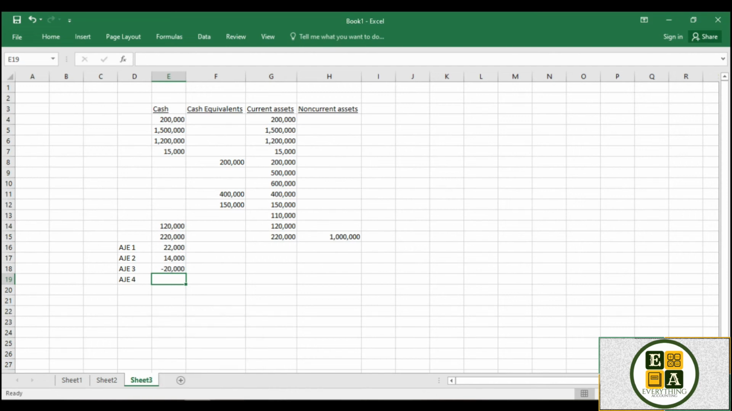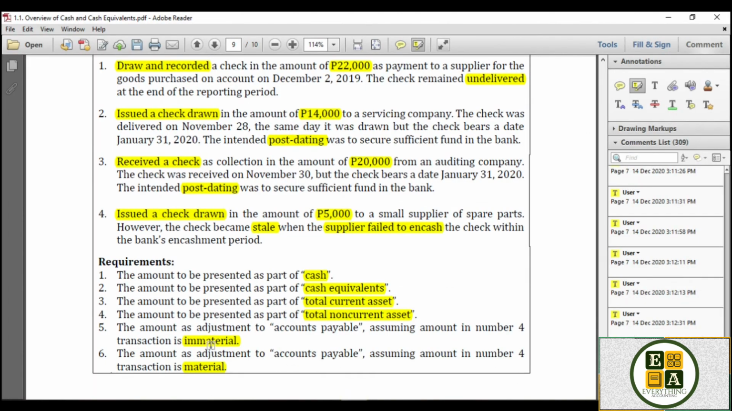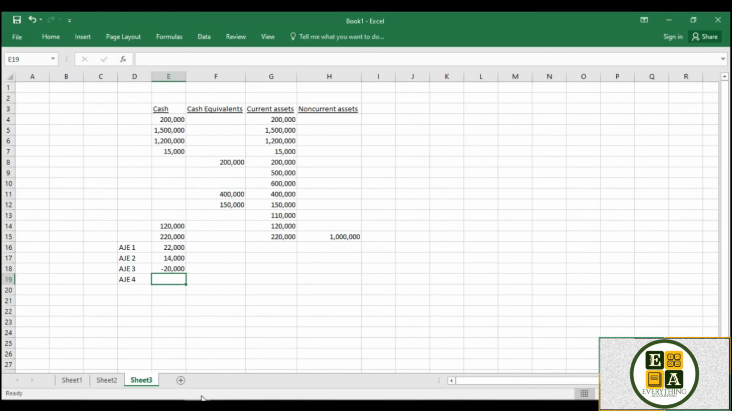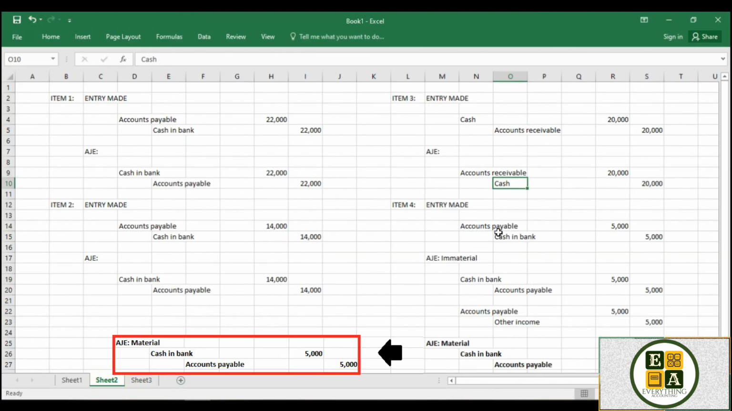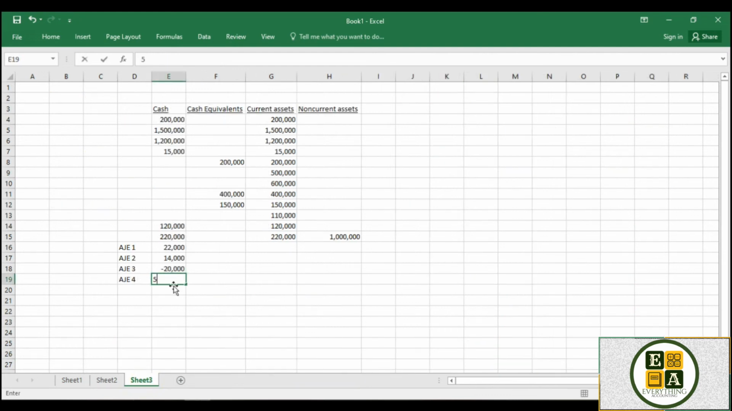Dito sa number 4 na adjustment, ito lang yung gist. Kung mapapansin nyo sa journal entry made, debit tayo ng accounts payable, credit tayo ng cash. Pag nag-adjust, whether material or immaterial, we always debit cash. We always reestablish the cash. Okay? So, we really have to add back cash, 5,000. Regardless if it is material or immaterial. So, 5,000 dito. Okay?